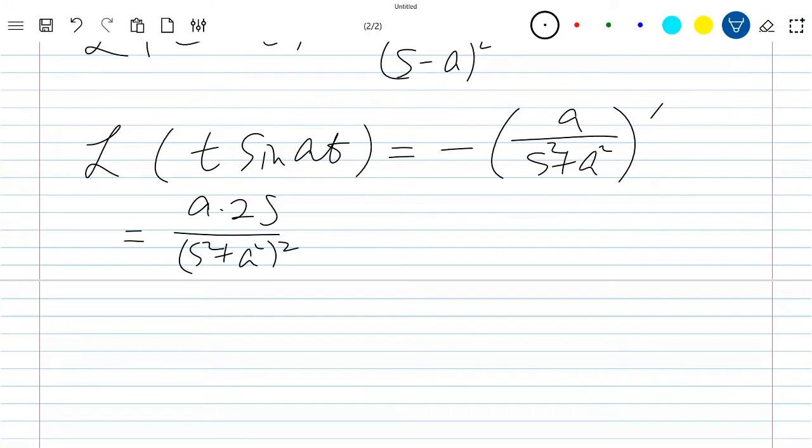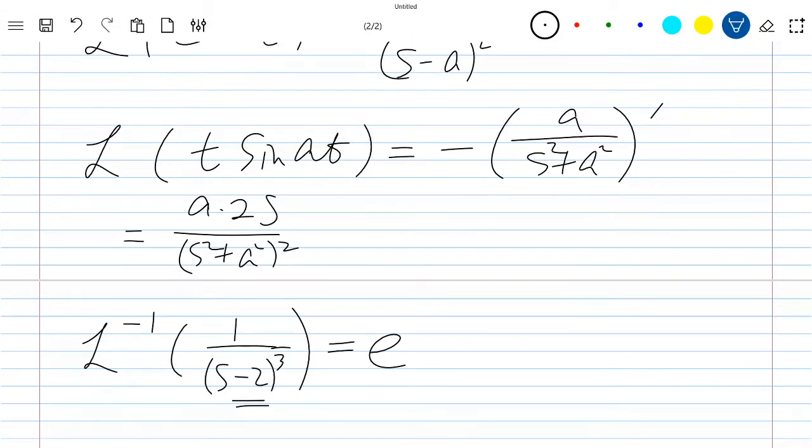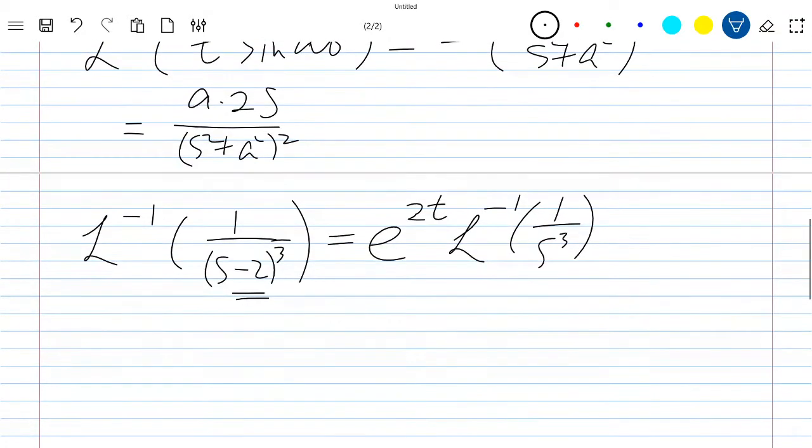Alright, now let's see if we can use them to figure out the inverse transform. What if you are given 1 over (s minus 2) cubed? Well, then we know the negative 2 means there is an e to the 2t there, right? Then you can do the inverse transform of 1 over s cubed. And we know that is just t squared over 2, because t squared would give you 2 over s cubed.